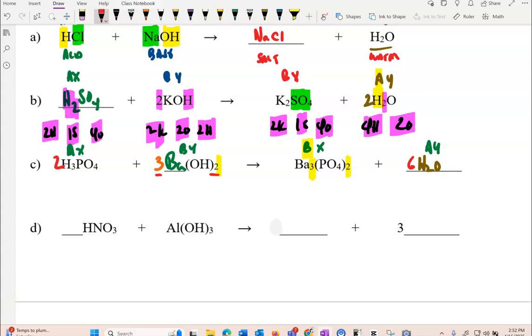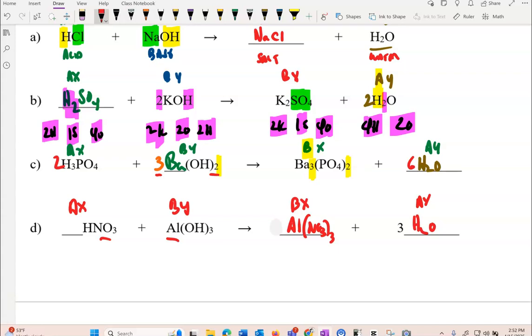Okay, last one. We're going to save ourselves some time because we know one of the products is always going to be water. Here is our A and our X and our B and our Y, and this is going to be BX and AY. So what's going to be our B and our X? There's our X and there's our B. Aluminum. And because nitrate has a charge of -1, there's going to be 3 of them. Ladies and gentlemen, all you have to do is balance the equation.